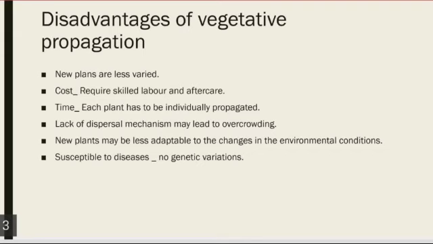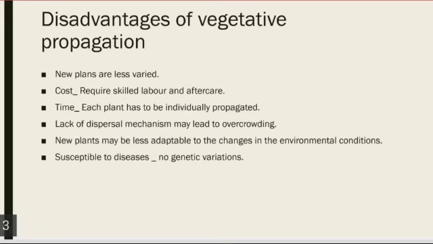New plants may be less adaptable to changes in environmental conditions. This point is related to the variation. If we can't see much variation in vegetative propagation, there is a lot of chance of less adaptive features in these plantlets or the new plants. Susceptible to diseases. This is also the same thing. There is no variation, so the adaptation capacity will be less. At the same time, they will be prone to different kinds of diseases also. These are the disadvantages of vegetative propagation.